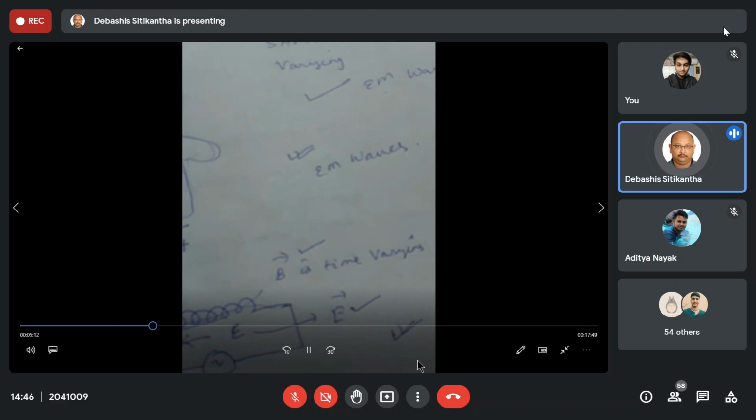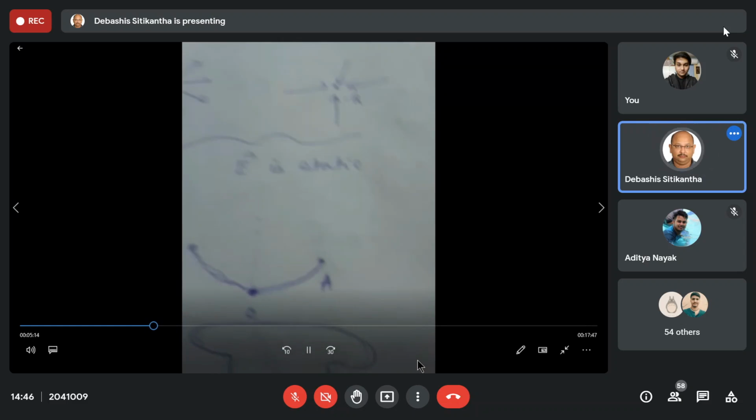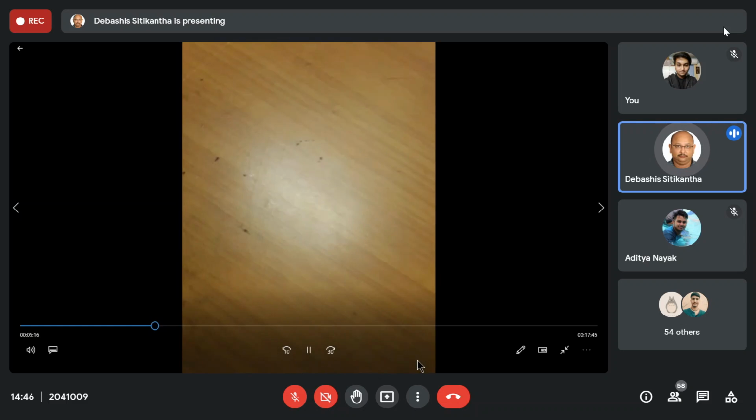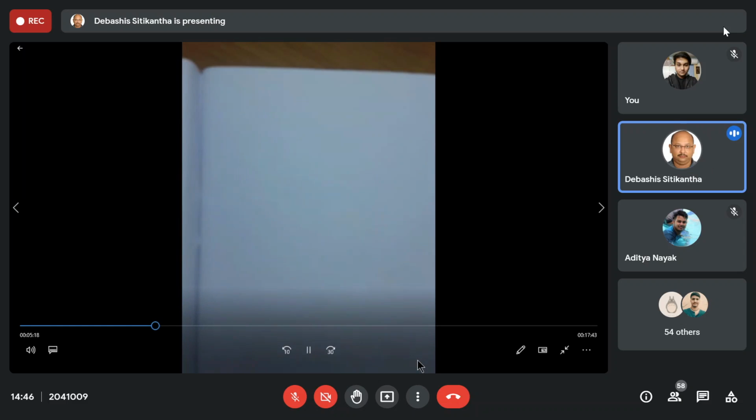So basically what happens, whenever I am going to have a time varying electric field, it is going to produce a time varying magnetic field, and when I am having a time varying magnetic field, it is going to produce a time varying electric field. And in this process, it is going to generate your electromagnetic waves.